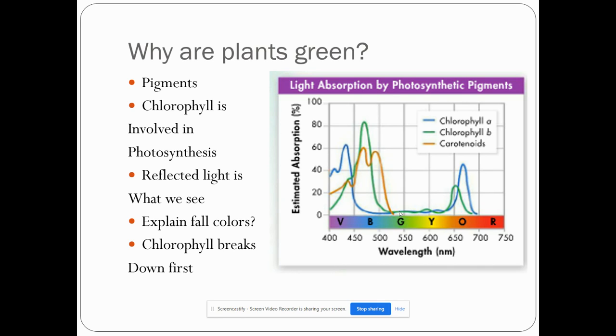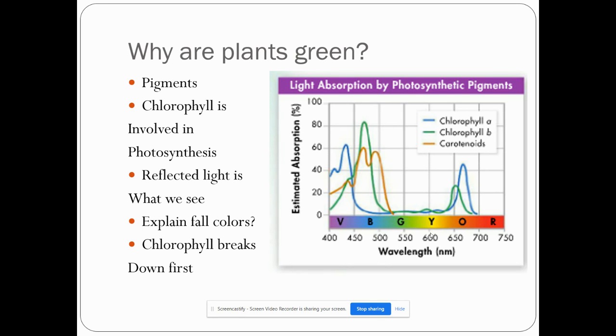So fall colors, why do we see some of these other colors in the fall? And the reason is chlorophyll breaks down first. So if you can imagine these lines kind of disappearing, they start to break down, and then we're able to see some of those other colors that normally we can't.